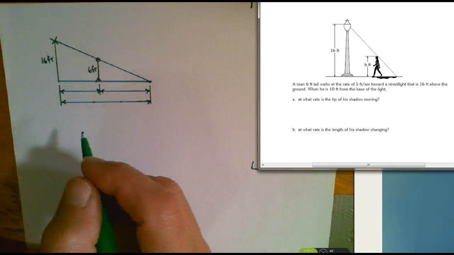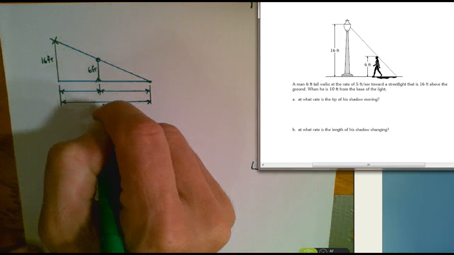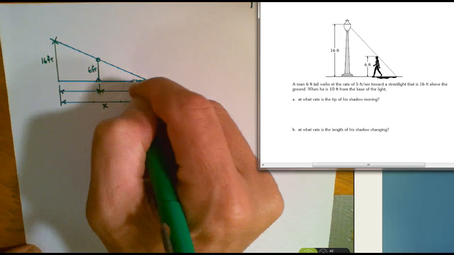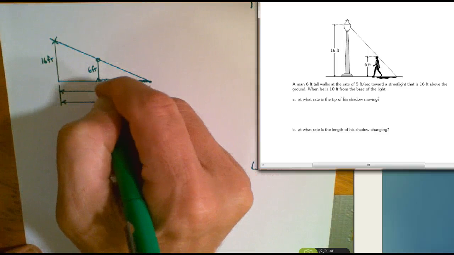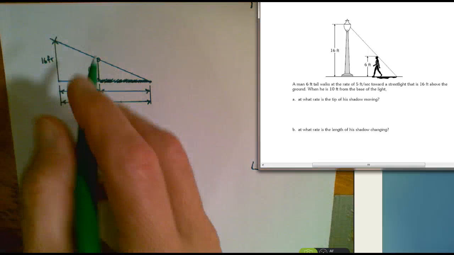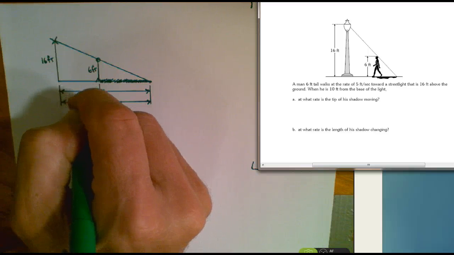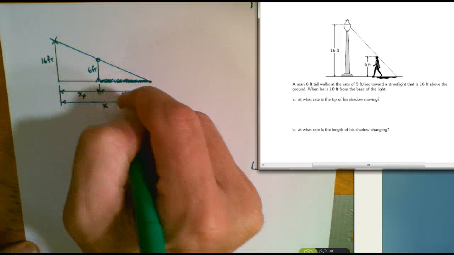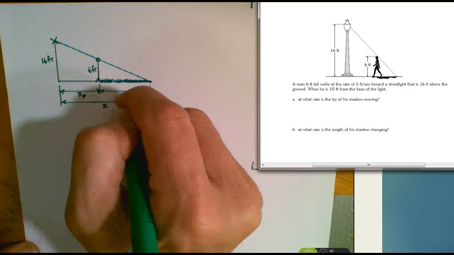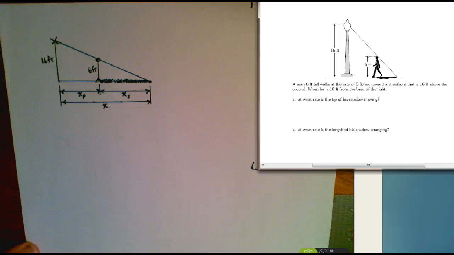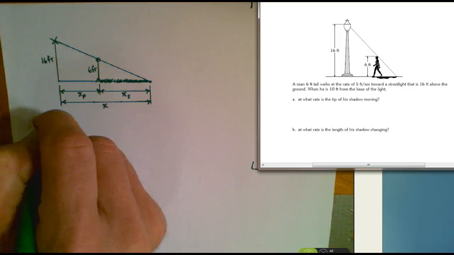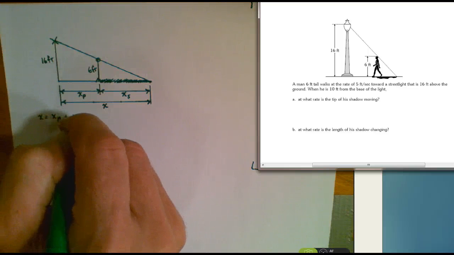Okay, so let's go ahead and define x to be the length from the light to the tip of the shadow. Now notice that this part is the shadow that I'm highlighting right there. Then we're going to call this distance x sub p, which stands for the distance the person is away from the light. And we're going to identify this distance from the person to the tip of the shadow as x sub s. Now from that, we're going to be able to develop a relationship between these three variables where we know that x is equal to x sub p plus x sub s.